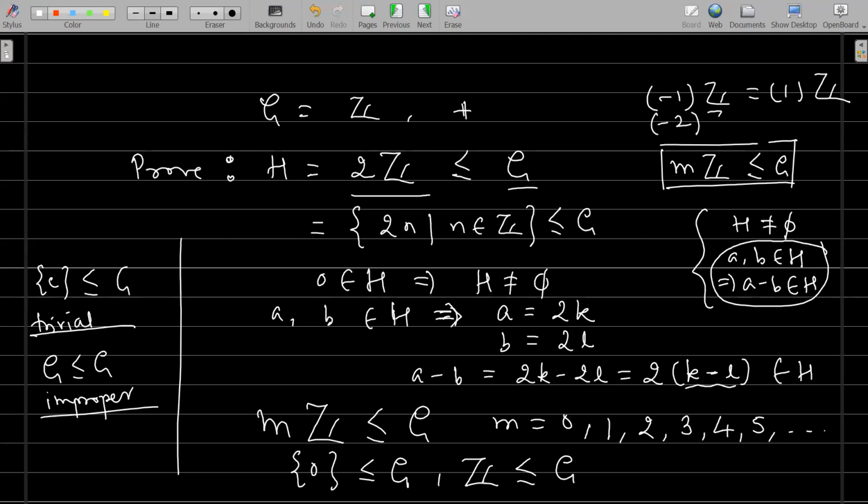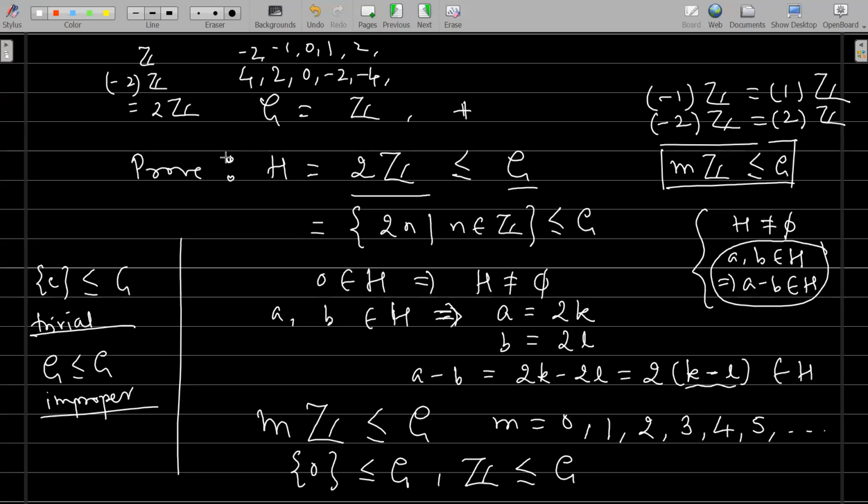Or -2 times Z is same as 2 times Z? All of you agree with that? Like what is Z? Z is 0, 1, minus 1, 2, minus 2, 3, minus 3, and so on. Now if I ask you -1 times Z or -2 times Z, do you see -2 times Z will be what? I'll get 0. This side I'll get negative numbers, and this side I'll get positive numbers. But essentially this is same as 2Z. Is it right?